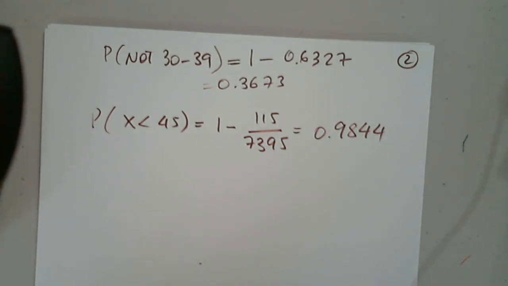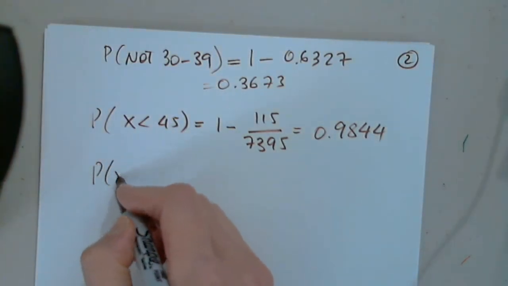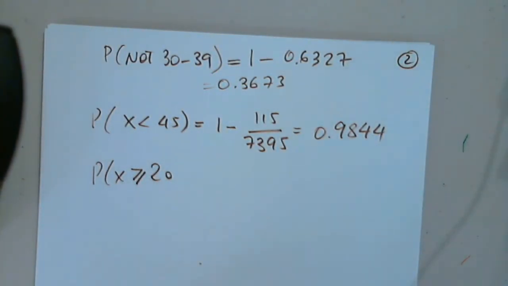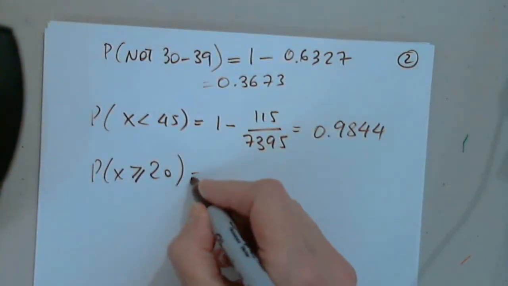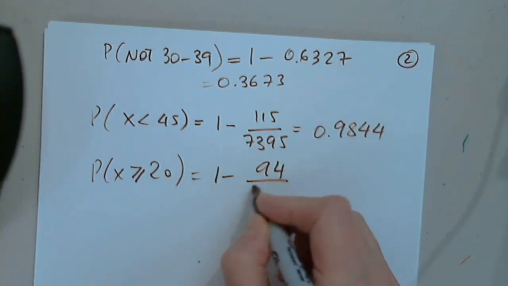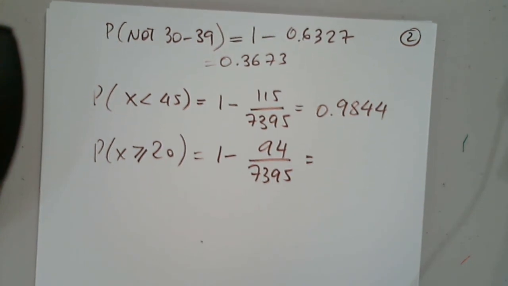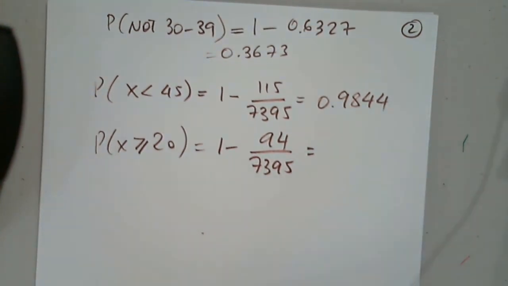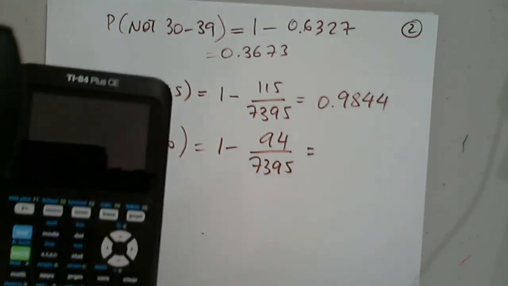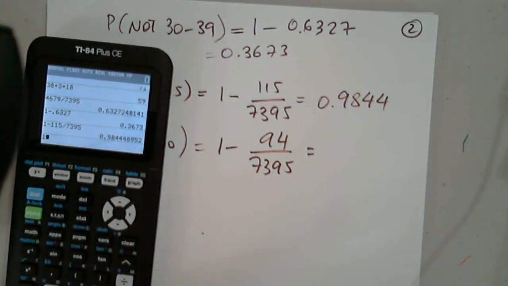Okay, next question. Determine the probability that a randomly selected multiple birth involves a mother who was at least 20 years old. So x greater than or equal to 20. So now they want us to add all these. No, I'm not going to do that. I'm going to do 1 minus 94 over 7,395, which is the complement event. Will you get the same answer? Of course.